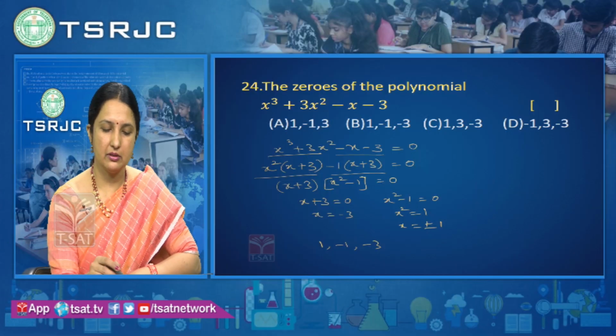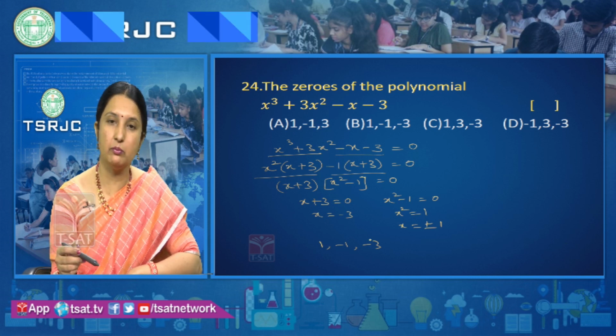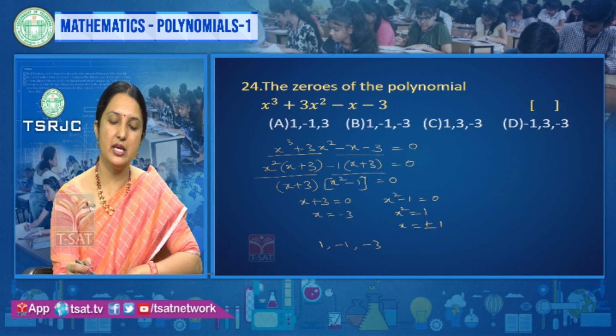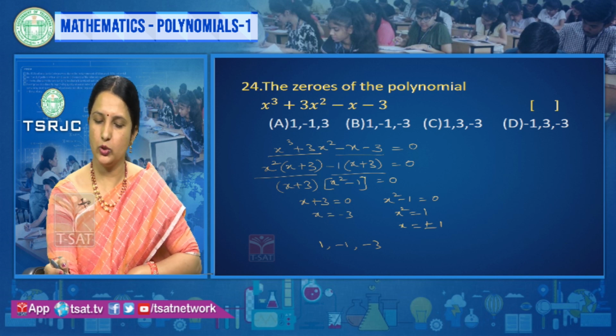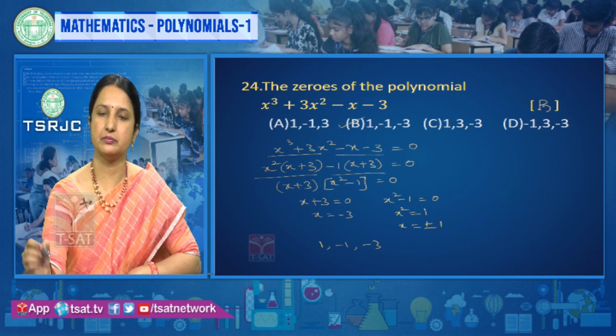Where is that option? Plus 1, minus 1. But here plus 3 is there, but we have minus 3. See here in the B option, 1, minus 1 and minus 3 are there. C, no. D, no. So option B is the correct one.